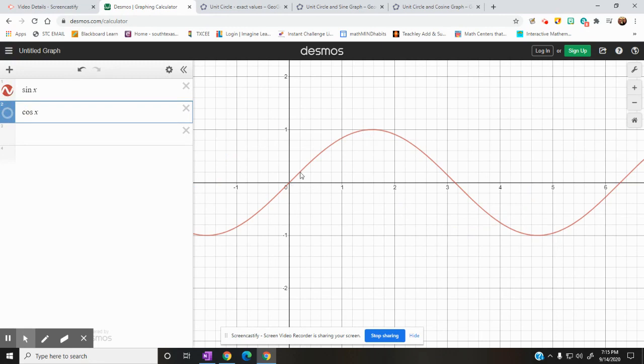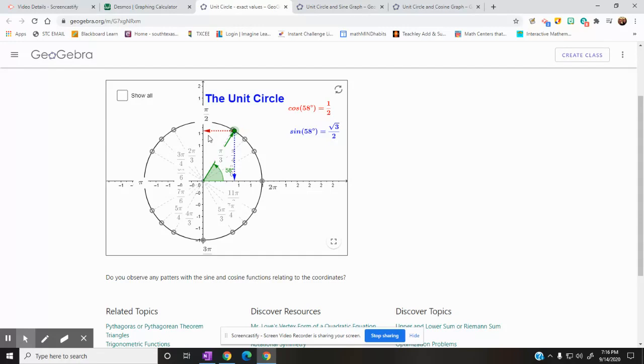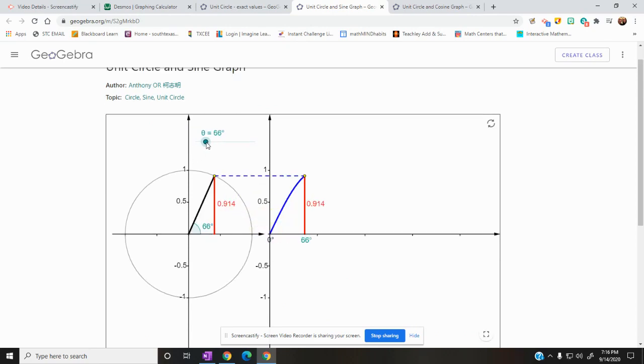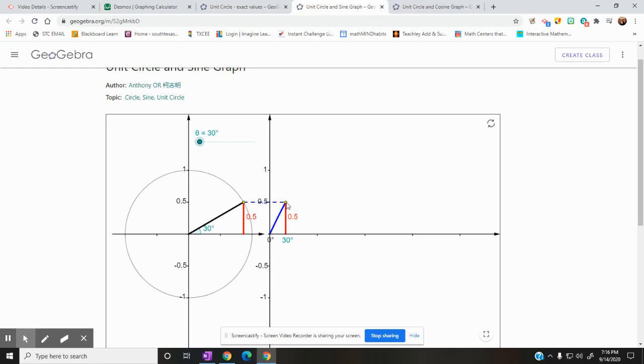I want you to see this graph. See how it flows. It starts at 0, 0, and goes up. And it really connects to this unit circle. So I want you to see the unit circle side by side with the graph. When the sine is 0, the graph is 0. But as we increase to, let's say, 30 degrees, our graph's increasing.